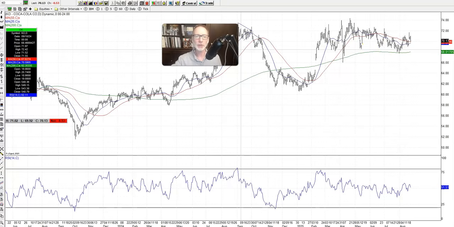How far out in time do you want to go? How much money do you want to get? How aggressive are you? How bullish are you on the stock? That'll all determine which strike price you want to sell.